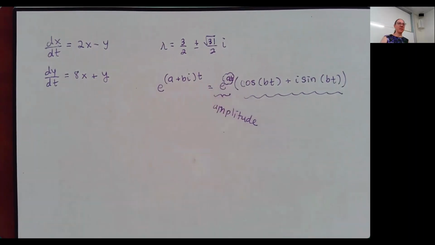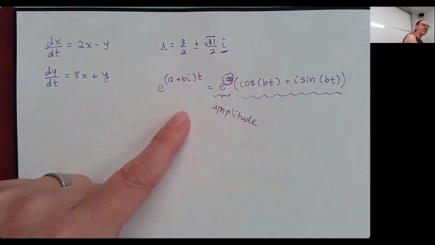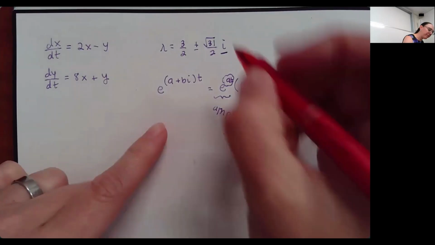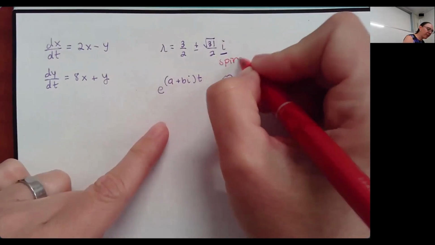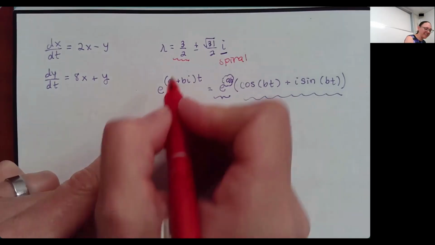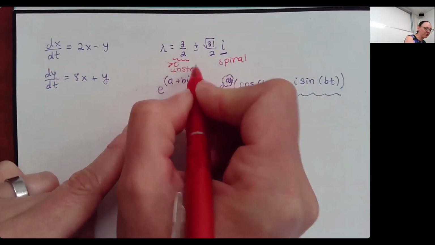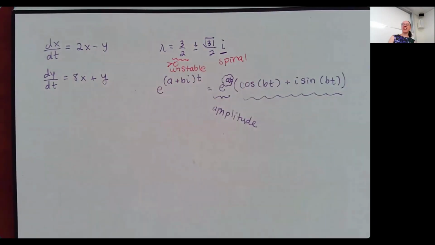So for the context of 19C, we really just need to know that when I've got a complex value, that tells me that I've got a spiral, and then I look to the real part to decide. In this case, it's greater than 0, so we're going to be unstable. And that's the extent of what we're going to be expected just in terms of this class.